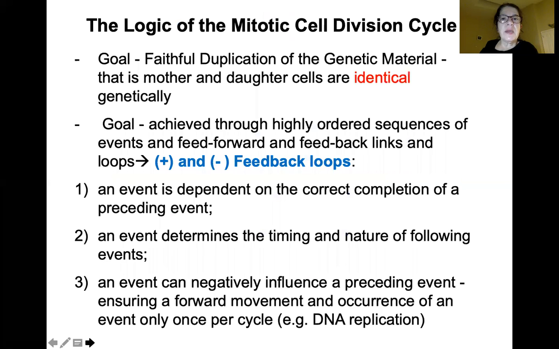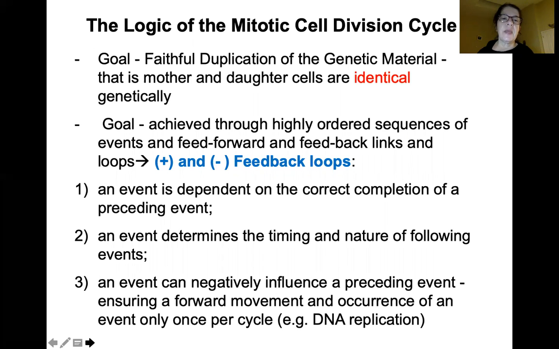Now, the logic of the mitotic cell division cycle is as follows. The goal is the faithful duplication of the genetic material. That means the mother and daughter cells need to be genetically identical. And this goal is achieved through highly ordered sequences of events and feed forward and feedback links and loops. I already mentioned in our last video on cellular communication and feedback regulation that feedback loops are everywhere, and they are used quite frequently in cell cycle regulation.